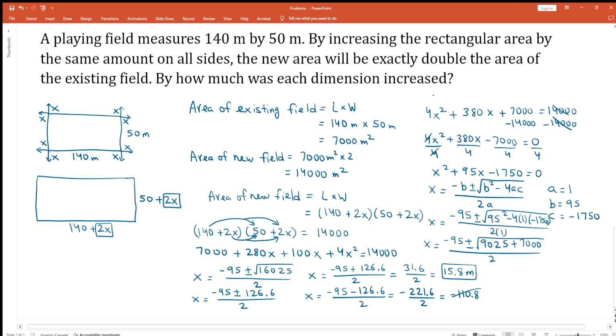We have to find by how much was each dimension increased. As we discussed earlier, the increase is equal to 2x because the length of the existing field is 140 meters and the length of the new field will be 140 plus 2x. Similarly, the width also increases by 2x. Therefore, the increase in each dimension is equal to 2x. Now we can sub in the value of x as 15.8. I get 31.6 and the unit is meters. This should be the final answer for this problem. So each dimension was increased by 31.6 meters.